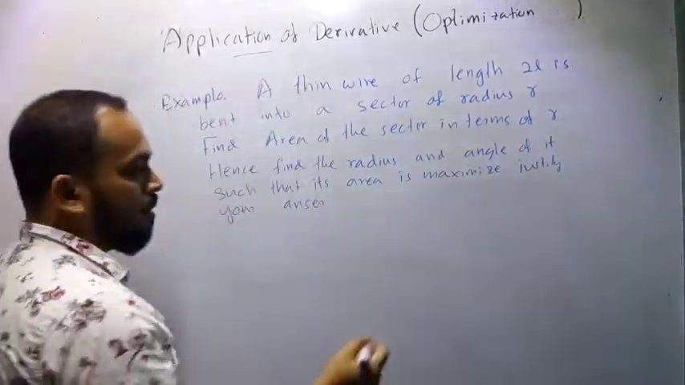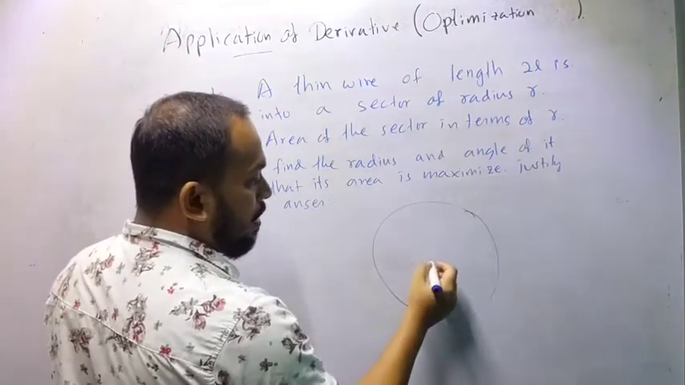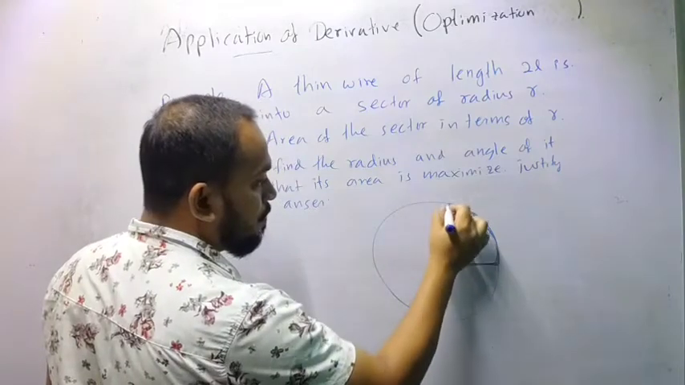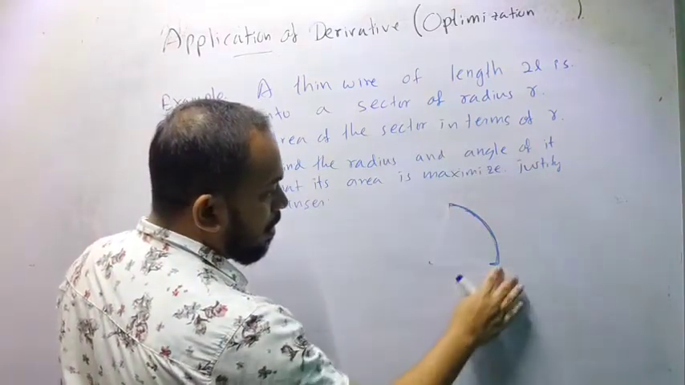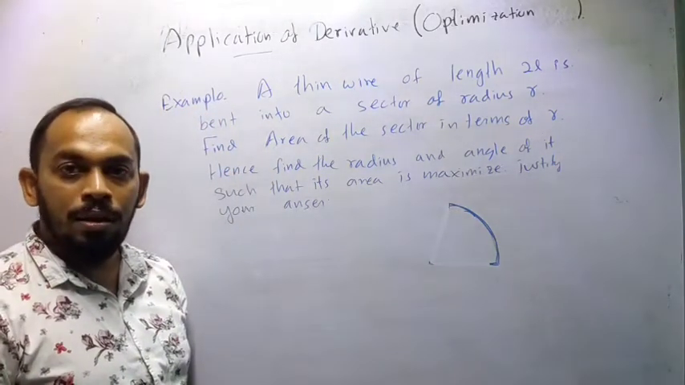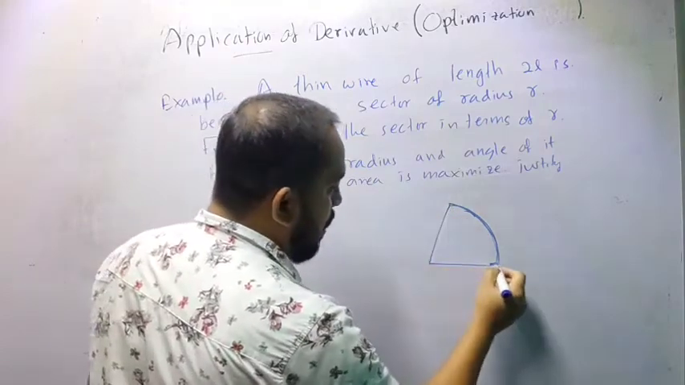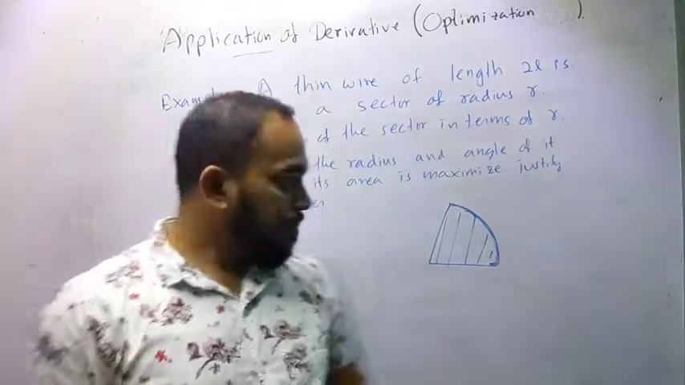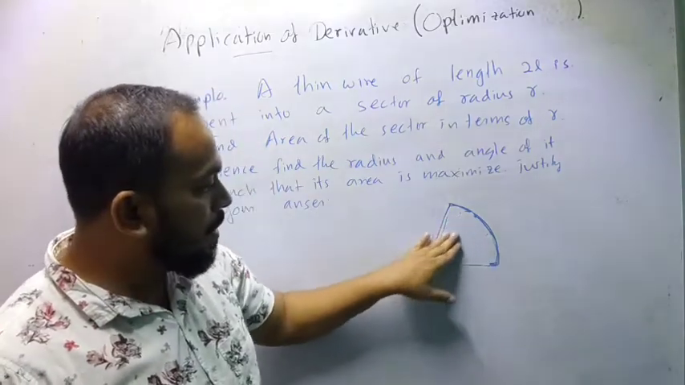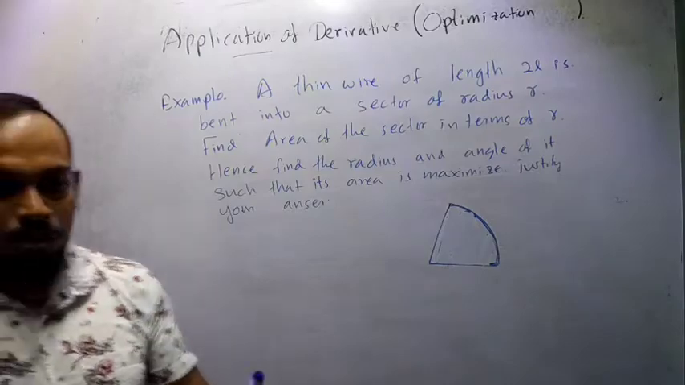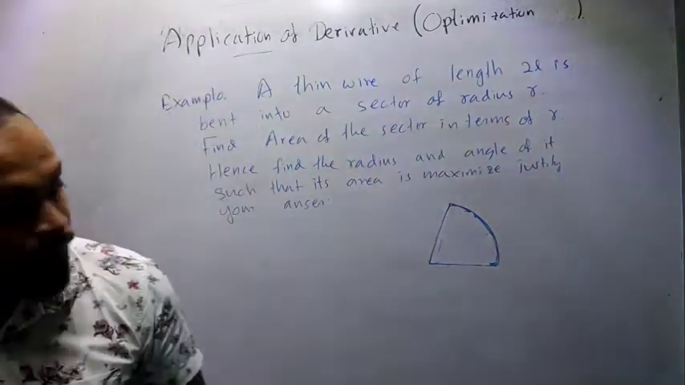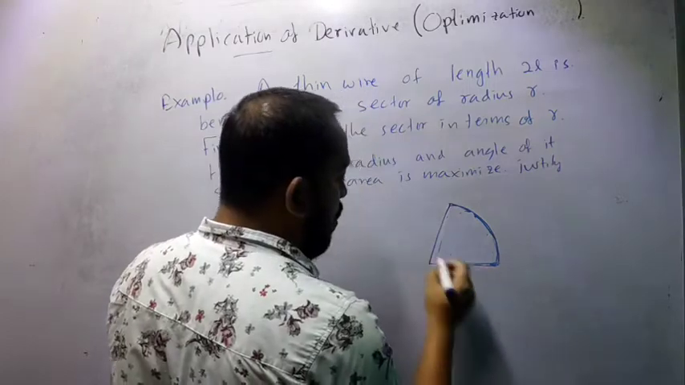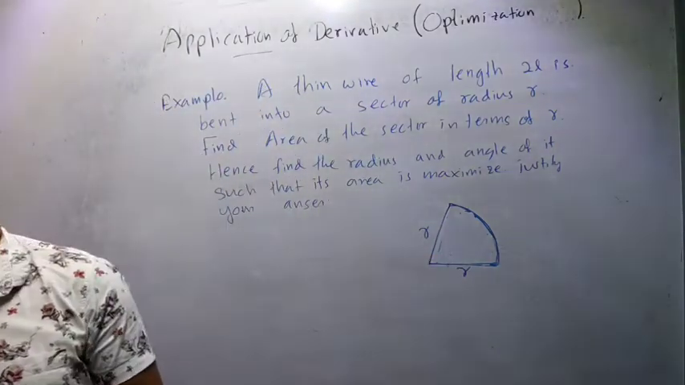So what is a sector? You know that when you have a circle and this part here represents a sector of a circle. This part here is called an arc. It is the arc of a sector, and this complete part is called a sector, right? So they are asking me to build a sector of a circle using a thin wire. So I have to shape it into a sector, and the radius of the sector is r. So you have to make a model, right? Just sketch a model. So let me sketch.